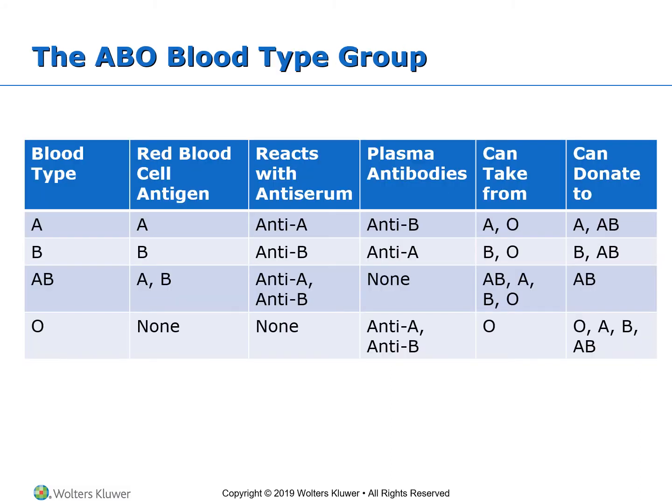This table is summarizing again the blood type, the antigen, the reaction that they may have, and who they can receive blood from and who they can donate to. So if needed, please stop the presentation here and take a moment and review those.